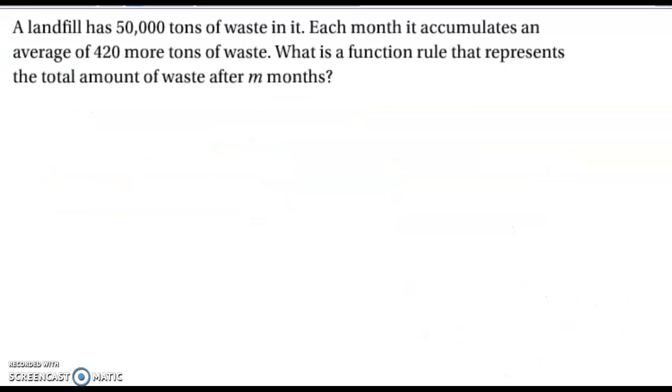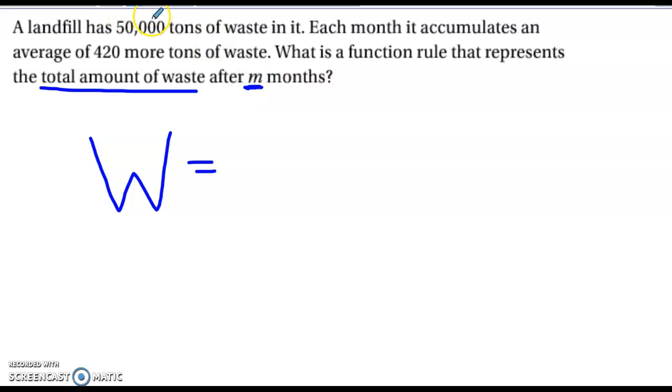Let's look at another one. A landfill has 50,000 tons of waste in it. That sounds disgusting. Each month, it accumulates an average of 420 more tons of waste. What is a function rule that represents the total amount of waste after m months? Right? So we want to do total amount of waste. They didn't give us a variable, so I'm going to just call it W, waste, after m months. So we're using m over here.